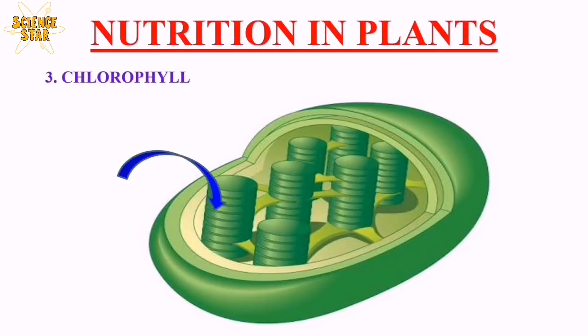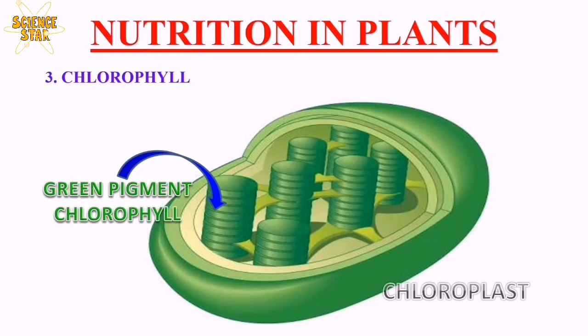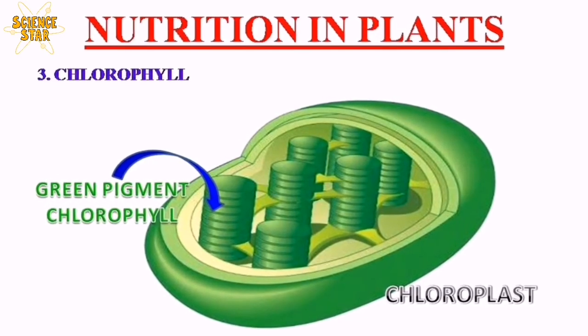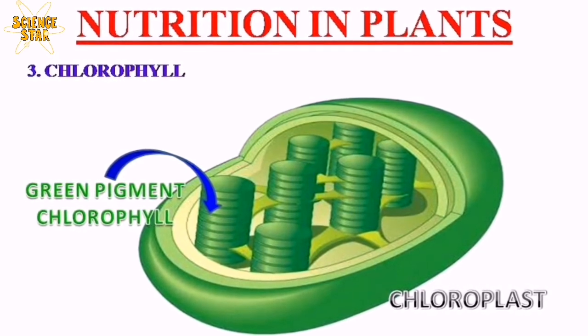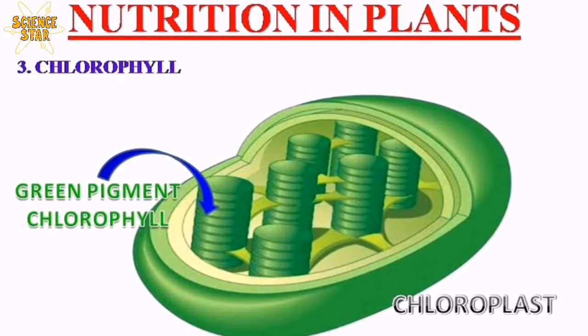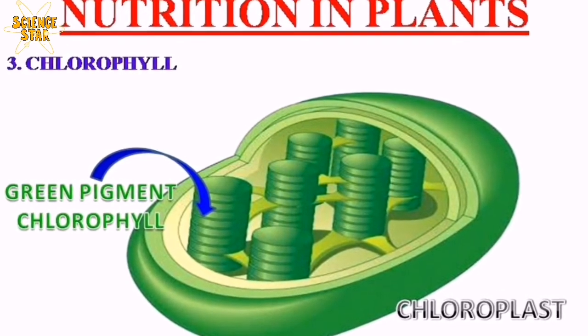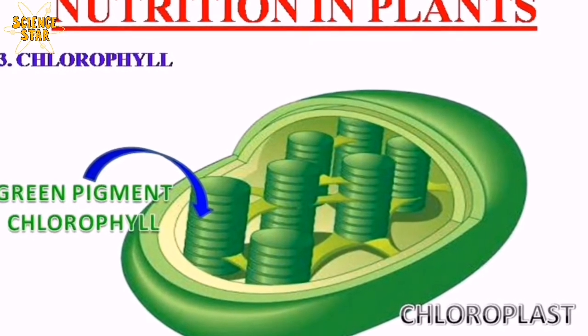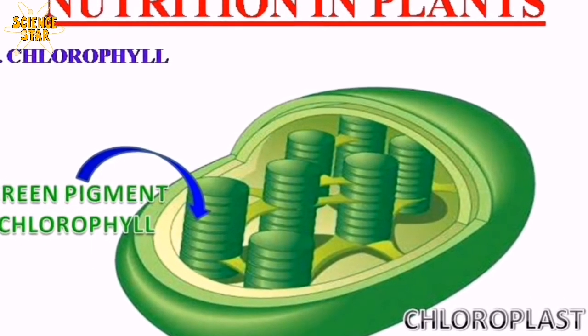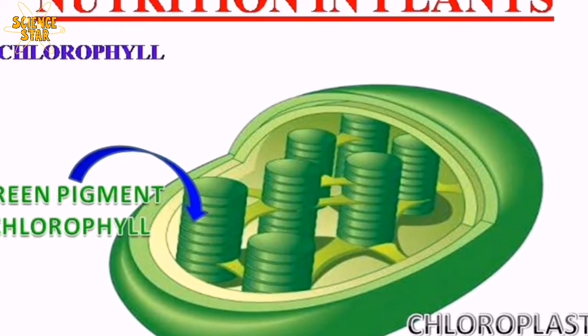Next, why plants need chlorophyll? Chlorophyll is a green pigment present in the cell organelle called chloroplast. Chlorophyll traps the solar energy. This energy is used to prepare food from carbon dioxide and water during the process of photosynthesis.